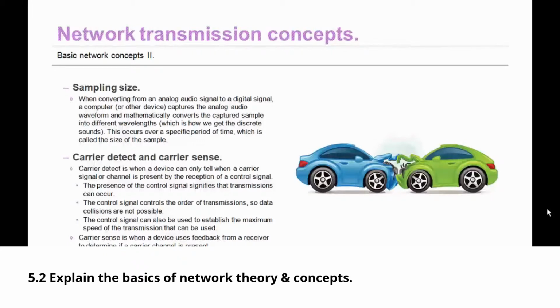And finally, there's carrier detect and carrier sense. Carrier detect is when a device can only tell when a carrier signal or channel is present by the reception of a control signal. The presence of the control signal signifies that transmissions can occur. The control signal controls the order of transmissions, so data collisions are not possible. The control signal can also be used to establish the maximum speed of the transmission that can be used.